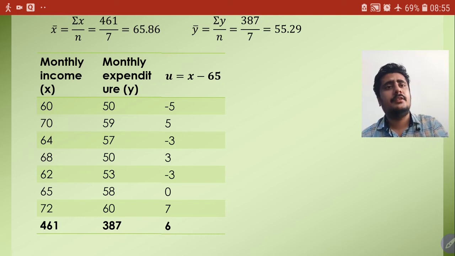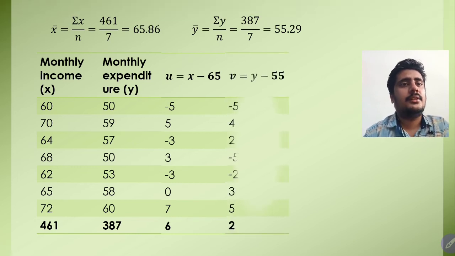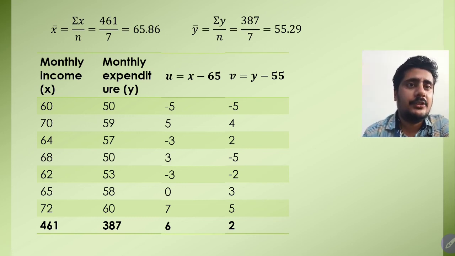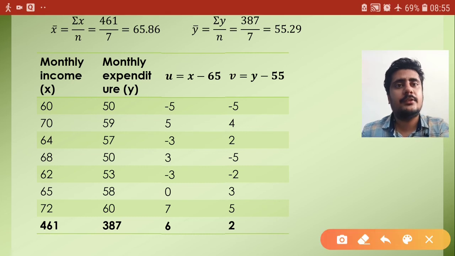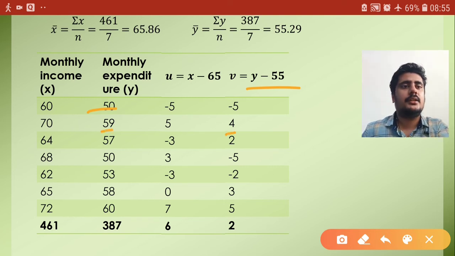The same way we have done with y. Y bar is 55.29, you can see, and we have taken a digit 55 and subtracted 55 from each and every y. You can have a look. 50 minus 55, see, this is 50, this is 55, this is minus 5. 59 minus 55 is 4. You can see it.